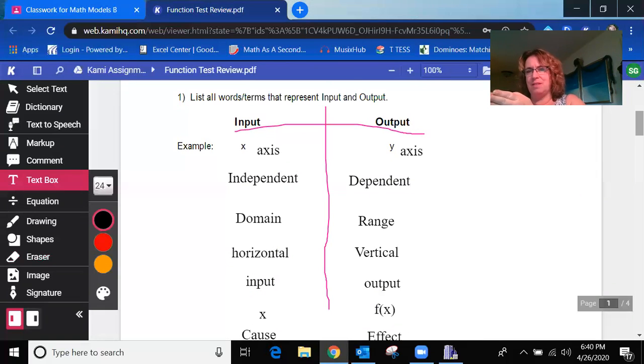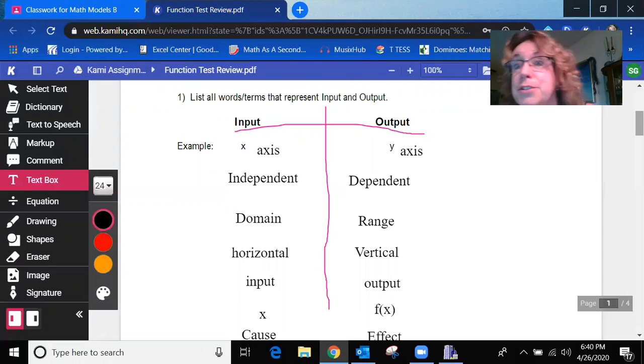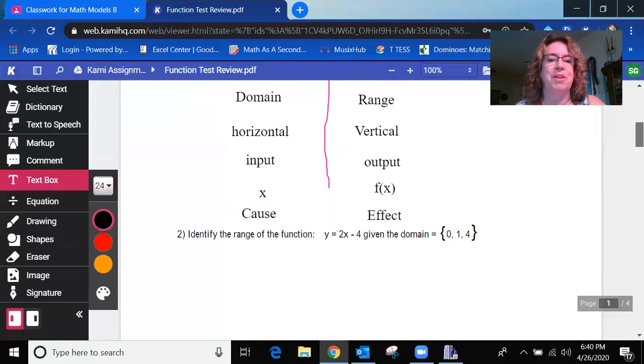Independent, dependent, domain, range, x-axis, y-axis. Ain't that strange? Gotta be silly. That's the way it's on.